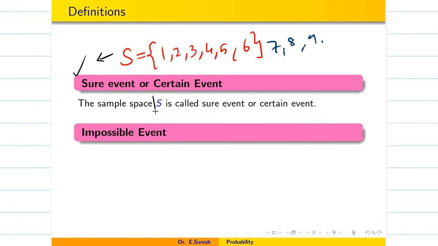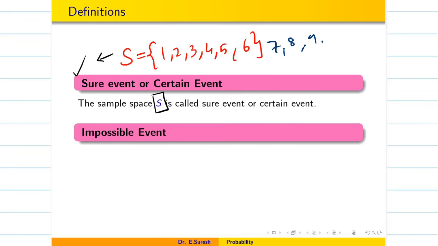If you say the event with the total sample space, it is called a sure event, because it will not go beyond it. You will not get 8, you will not get 25, you will not get 300. When you throw a die, what are you going to get? If I say you will get between 1 to 6, done. Then it is called a sure event.